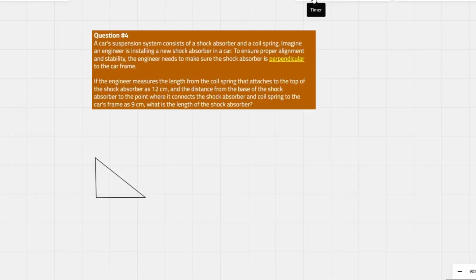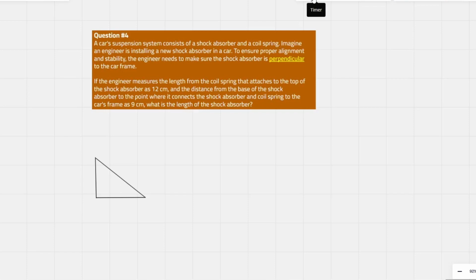Alright, so let's do this question. A car suspension system consists of a shock absorber and a coil spring. Imagine an engineer is installing a new shock absorber in a car. To ensure proper alignment and stability, the engineer needs to make sure that the shock absorber is perpendicular to the car frame. If the engineer measures the length from the coil spring that attaches to the top of the shock absorber as 12 centimeters, and the distance from the base of the shock absorber to the point where it connects to the shock absorber and coil spring to the car's frame is 9 centimeters, what is the length of the shock absorber?